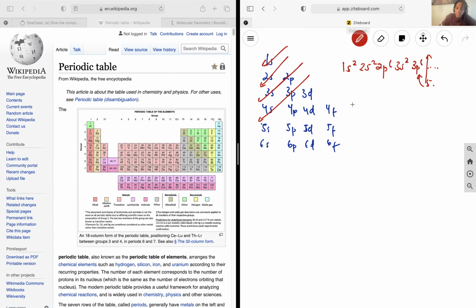And so that means that aluminum is going to be 1s2, 2s2, 2p6, 3s2, 3p1. If you follow the periodic table, 1s2, 2s2, 2p6, 3s2, 3p1. Exactly what we predicted here.